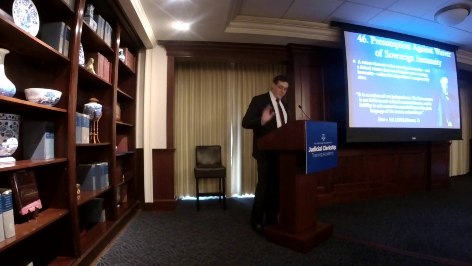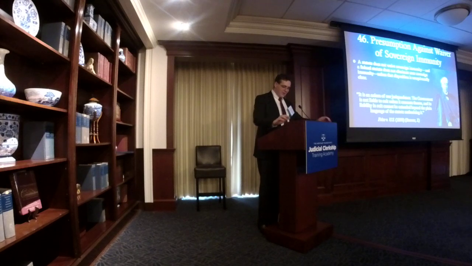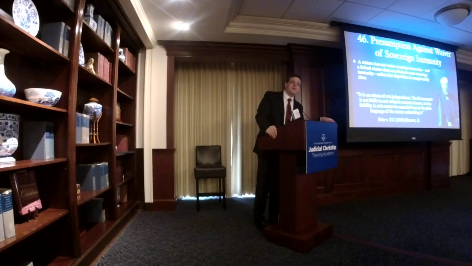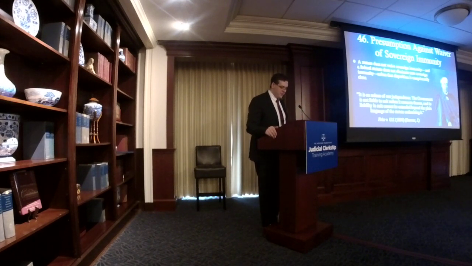Okay. 46. The presumption against waiver of sovereign immunity. This presumption is at both the federal and the state level. Both the federal government has sovereign immunity from suit, and the states have sovereign immunity from suit. Generally, any waiver of sovereign immunity must be unequivocally clear. Courts will not presume that sovereign immunity is waived lightly.